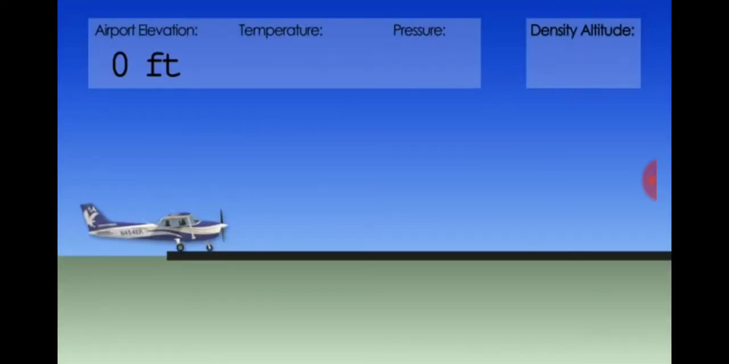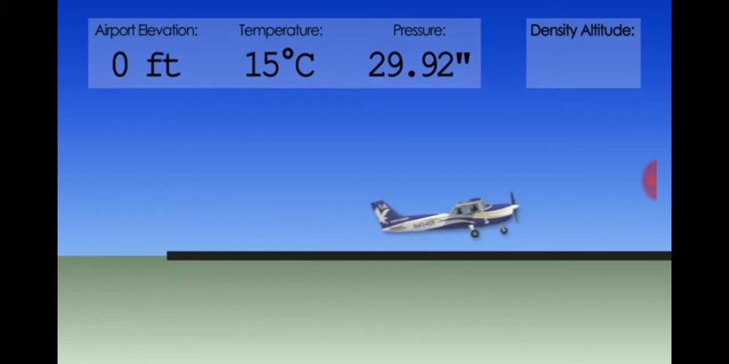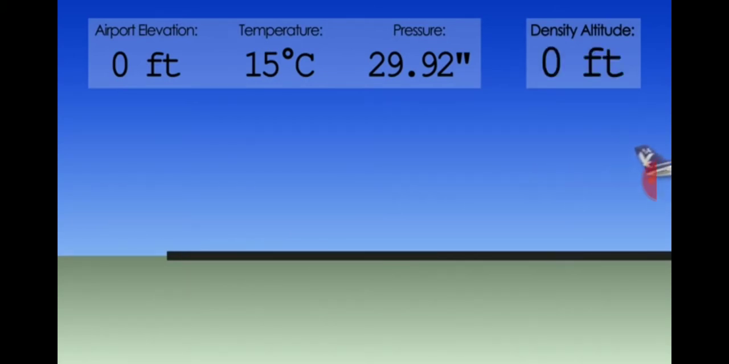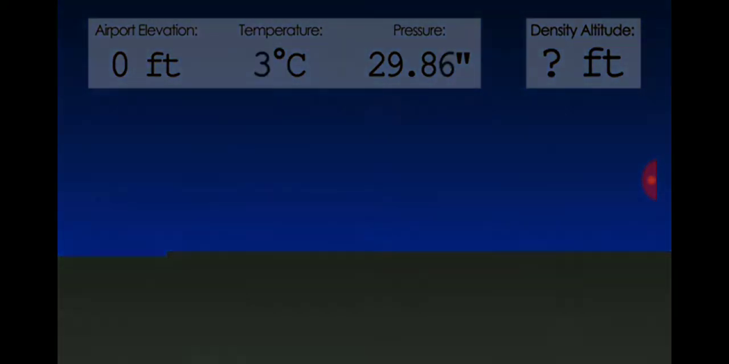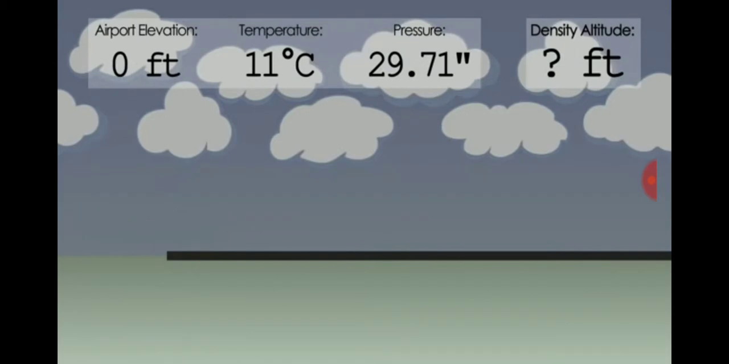Let's take an example of a Cessna departing from an airport at sea level. If the temperature is 15 degrees Celsius and the pressure is 29.92 inches of mercury, the plane would perform as if it's flying at a density altitude of 0 feet. If that same airplane were to depart from the same airport on a different day with different weather conditions, we would use the non-standard temperature and pressure to determine what density altitude those conditions would represent.